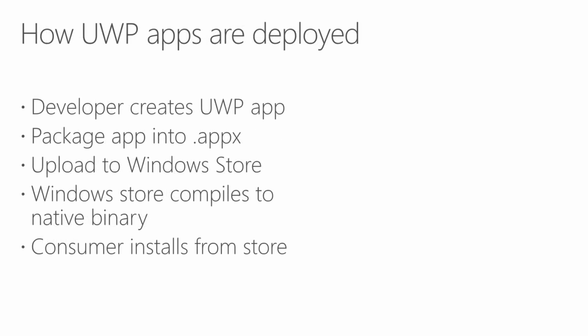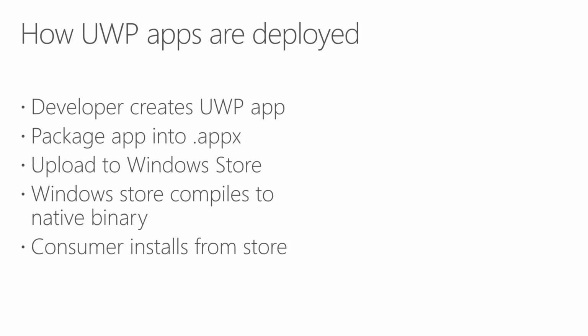Let's talk about how UWP apps are deployed. So you as a developer create a UWP application. Then you package that application into what's called an AppX package. That AppX package contains all the assets and materials that are needed to publish it to the store. You then upload that to the store.